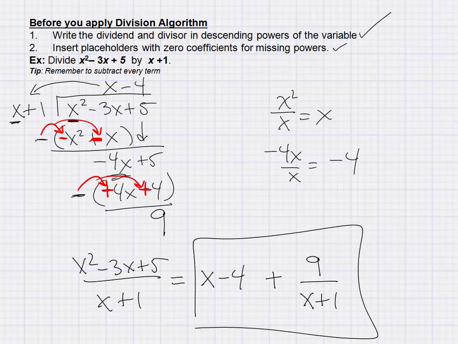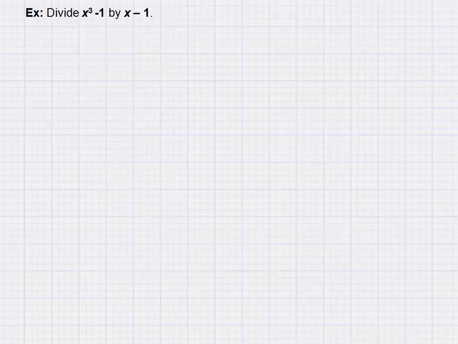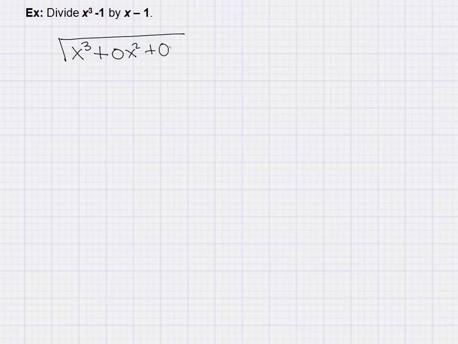Okay, let's do another one. I want to divide x cubed minus 1 by x minus 1. So, x cubed minus 1 goes inside. Now the problem is I have an x cubed, but I don't have a square, I don't have a first power. So what I'm going to do is put a placeholder in there. 0x squared, 0x minus 1.